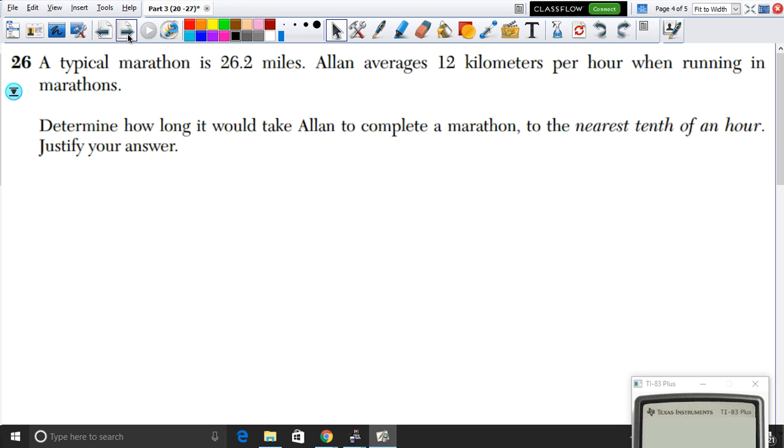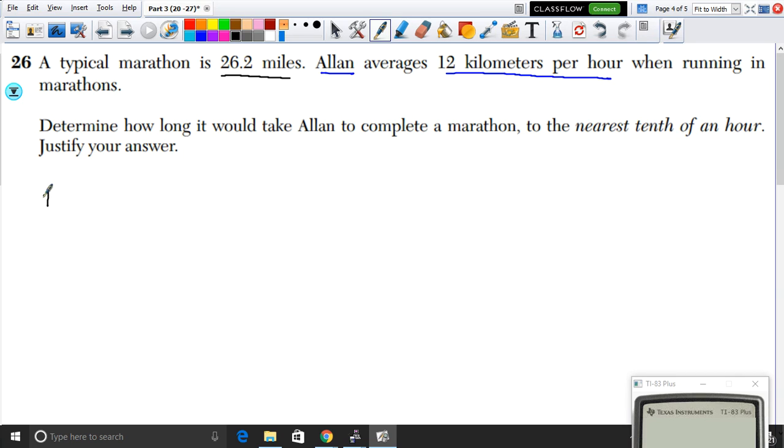Now, let's look at example 26 here. In example 26, it says a typical marathon is 26.2 miles. Alan averages 12 kilometers per hour when running marathons. Determine how long it will take Alan to complete a marathon to the nearest tenth of an hour, and we're going to justify our answer. So here, you will see that there's a problem with the units, because a typical marathon is 26.2 miles, but notice that what Alan averages is 12 kilometers per hour. So we're going to be comparing miles with kilometers.